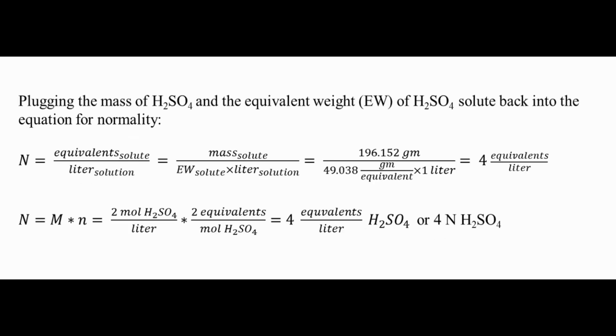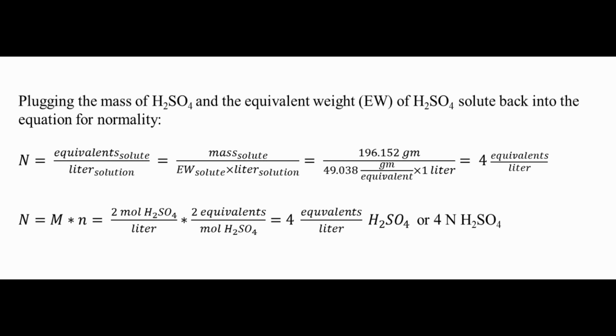We could have got the same value by dividing the molecular weight by the valency, 2 equivalents per mole. We can plug the mass of H2SO4 and the equivalent weight of H2SO4 solute back into the normality equation. The normality equals the mass of the solute divided by the equivalent weight of the solute times the liter of solution equals 196.152 grams divided by 49.038 grams per equivalent times 1 liter equals 4 equivalents per liter. So we have 4N-H2SO4, or 4 normal sulfuric acid solution, just as we found in example 1.